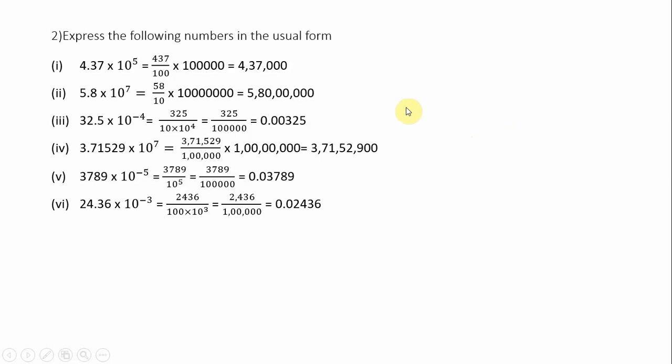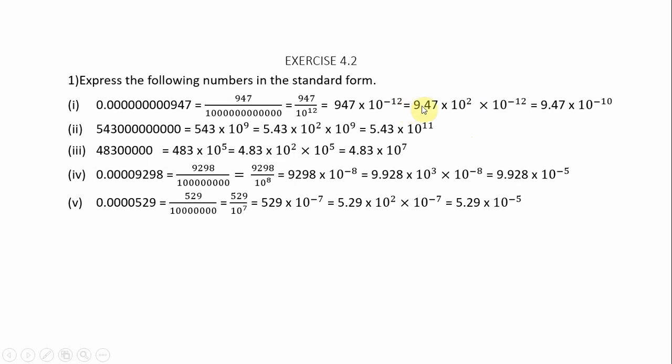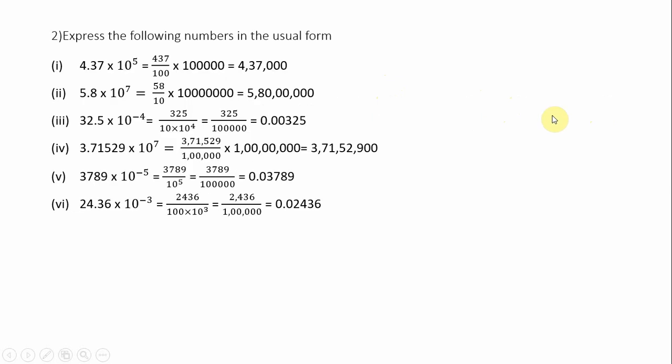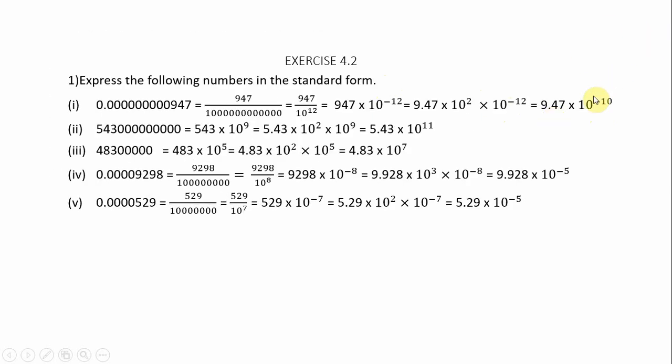Understand? So, here the first condition is you should have a single digit before the decimal. So, this 947 can be written as 9.47. Now, after the decimal, you have two digits. Therefore, we are going to write it as 10 to the power of 2 into this 10 to the power of minus 12, as it is. Now, 9.47 I have written here. This is a^m into a^n, which is a^(m+n). Those two exponents are to be added. So 2 plus minus 12 is equal to minus 10. So the answer for this question is 9.47 into 10 to the power of minus 10.